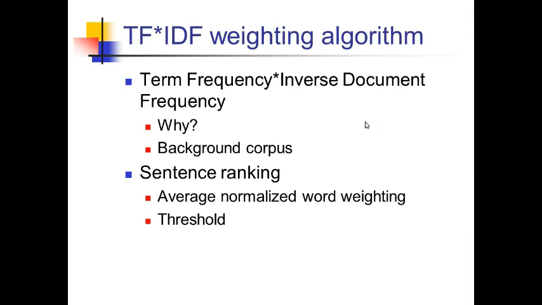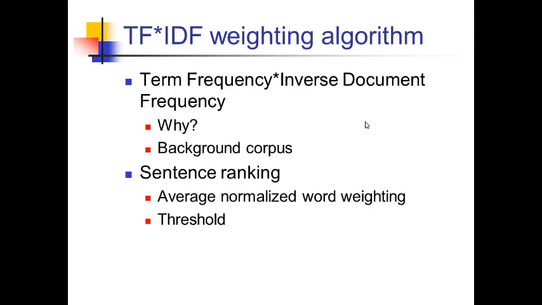Now let's talk about the TF times IDF weighting algorithm. The term frequency means the number of times a term or a word appears in the document. It is reasonable to think that the more often a word occurs, the more important the word is in this document. However, this rule does not apply to some common words such as pronouns like I, we, you, or prepositions such as with, in. So we should use another criterion to identify these common words.